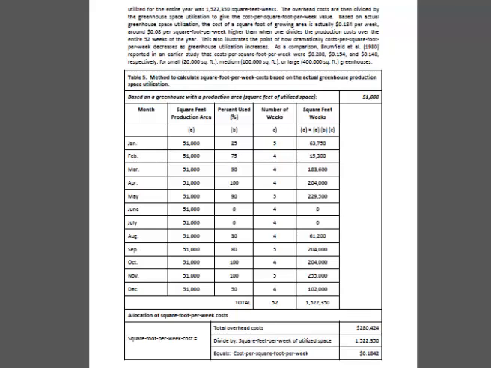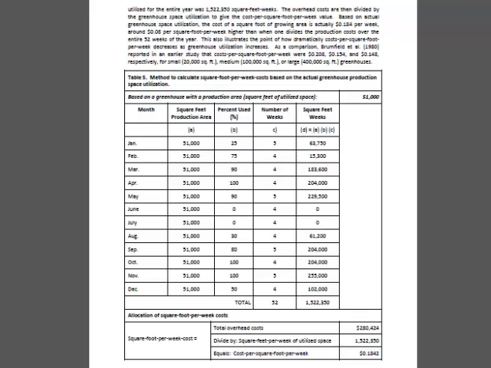So we saw in the previous example that you had 51,000 square feet of production. In January, the percent of that area that was used was 25%, and that lasted for 5 weeks. So if you multiply those three numbers, 51,000 times 25% times 5, you find out that in January, 63,750 square feet of the greenhouse was used as opposed to the 51,000.